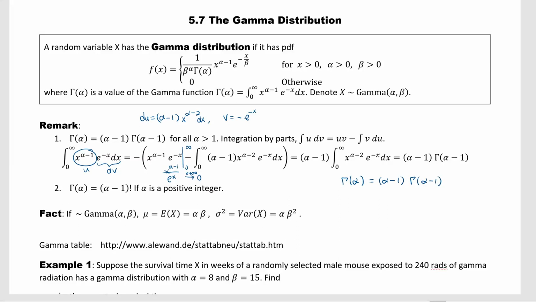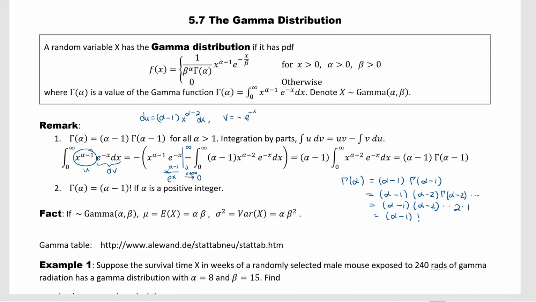If alpha is an integer, you can actually keep going. So that's then alpha minus 2 times Gamma of alpha minus 2. So keep going. We get alpha minus 1, alpha minus 2, until we get to 1. So this is alpha minus 1 factorial. Okay, so if alpha is an integer, then we get this.